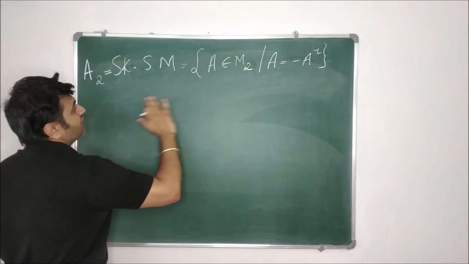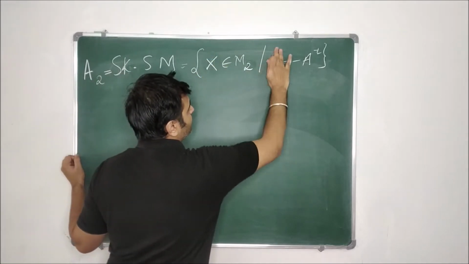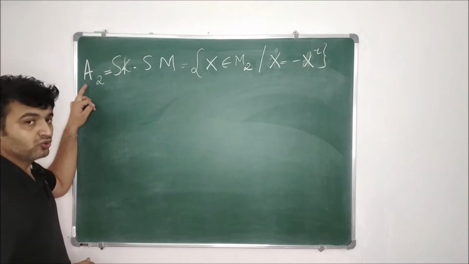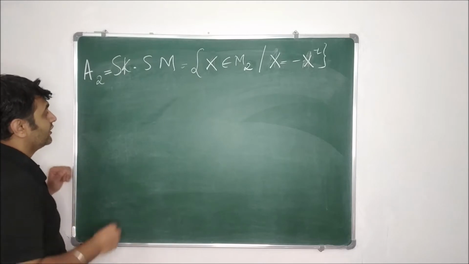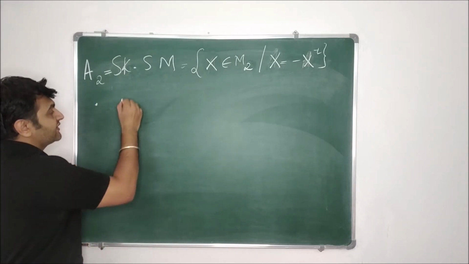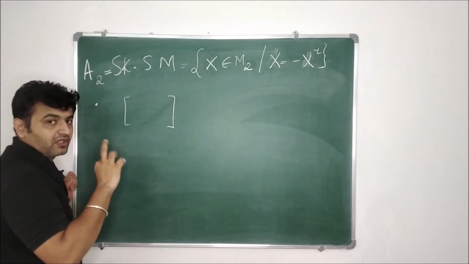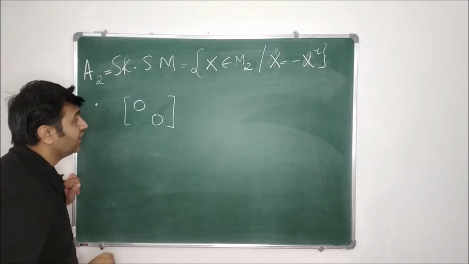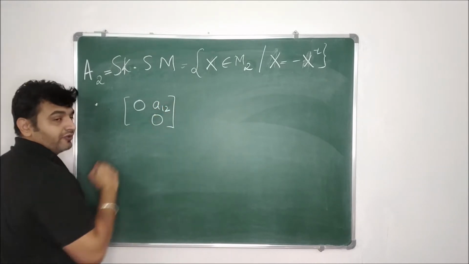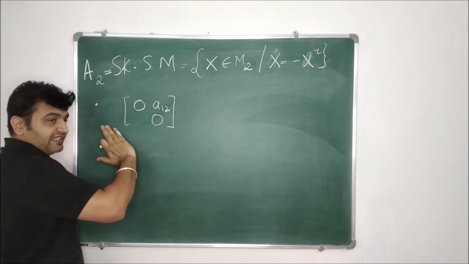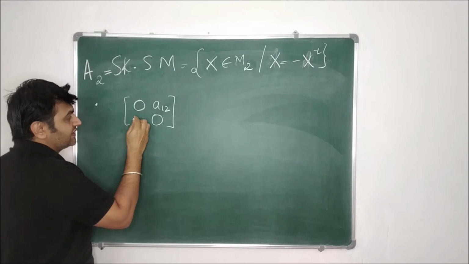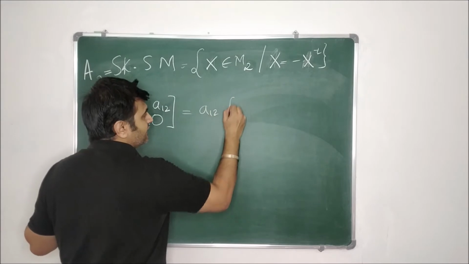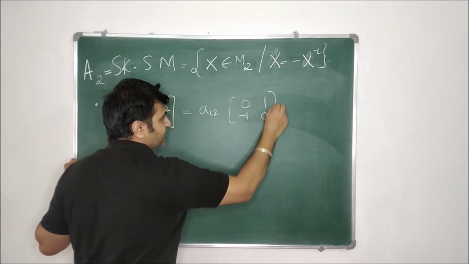So A2 means the set of all 2 cross 2 skew symmetric matrices. Now how does a 2 cross 2 skew symmetric matrix look like? We have already proved earlier that the diagonal entries of a skew symmetric matrix are always 0. And if this entry is A12, what will be this entry? When I take the reflection, it should be minus, so it is minus A12. And then you can write this as A12 times the matrix 0, 1, minus 1, 0.